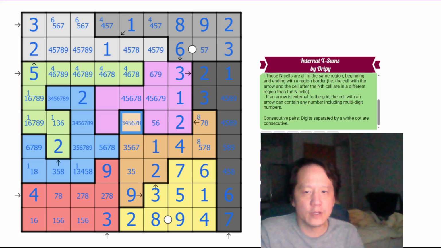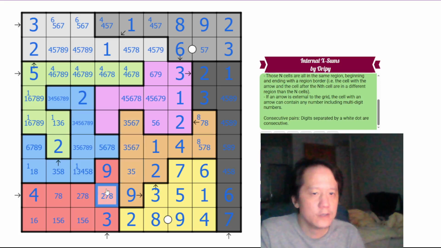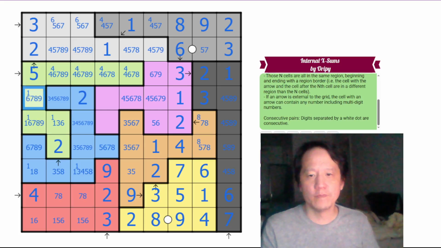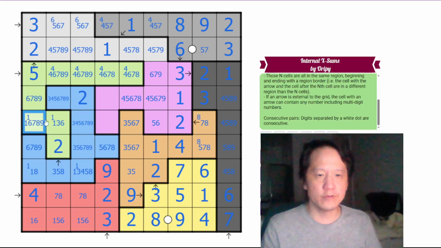This can't be 8. It can't be 4. This is 2, which means this can't be 2 here. So where it's a 2 in the red region, it has to be here. This can't be 1. Where is the 1 in the green region? It's one of these 2. That doesn't tell us very much.